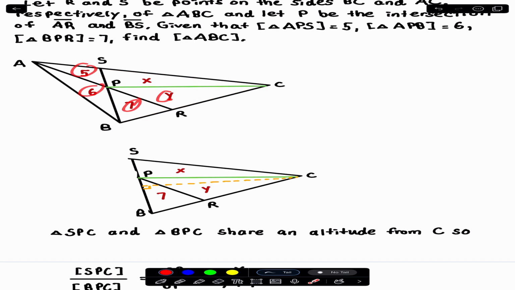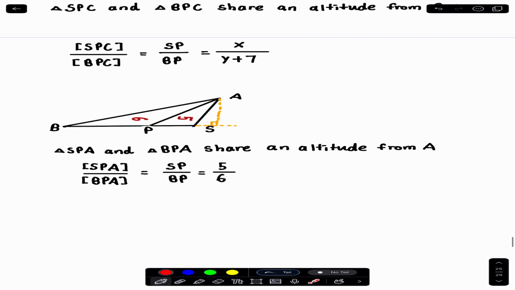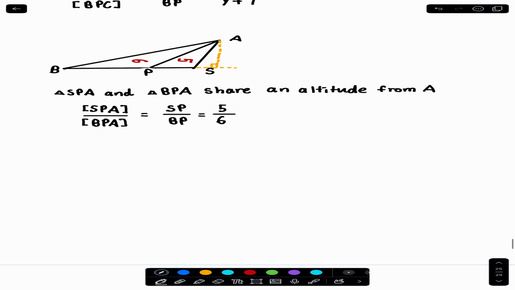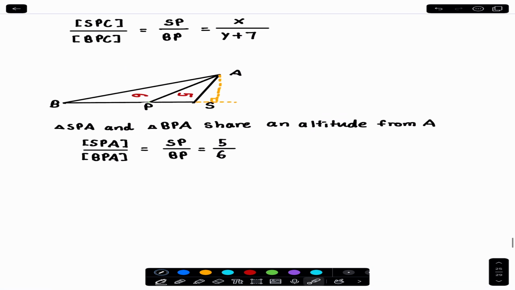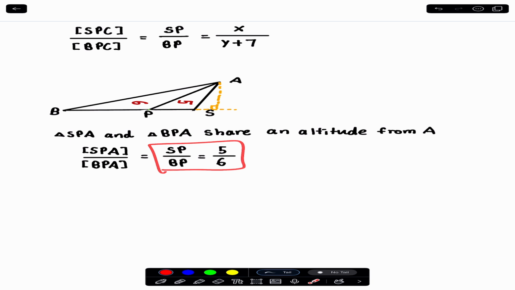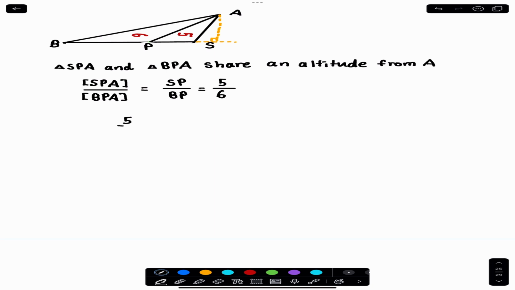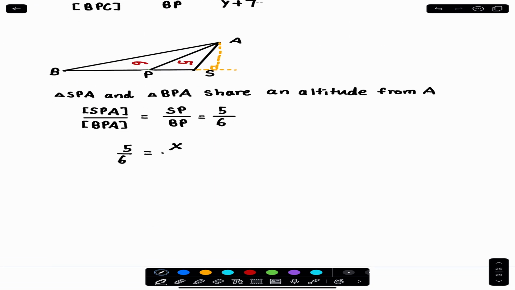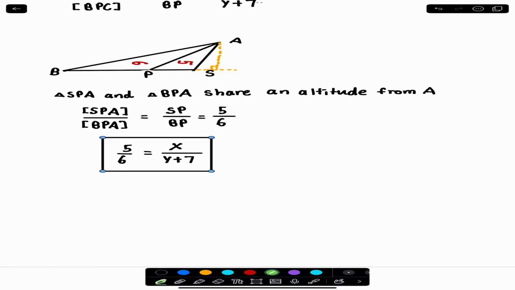So now we can relate all of these to each other. Our first equation is, we can set them equal to each other. So our first equation is 5 over 6 equals X over Y plus 7. So I'd say that's the first useful thing to remember.